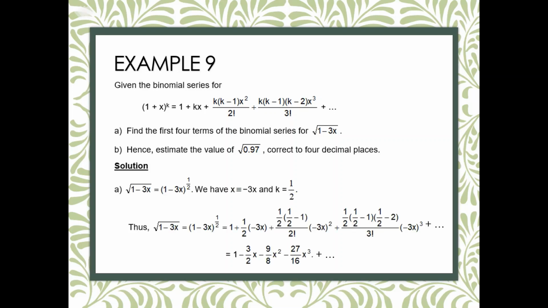For this example, the function is already in the form of (1 + x)^n, where the new x equals negative 3x and k, which is also referred to as n, equals 1/2. Substitute these values accordingly into the given formula and simplify, you will obtain 1 minus 3/2 x minus 9/8 x squared minus 27/16 x to the power of 3 plus so on as the first four terms of the binomial expansion for the given function.